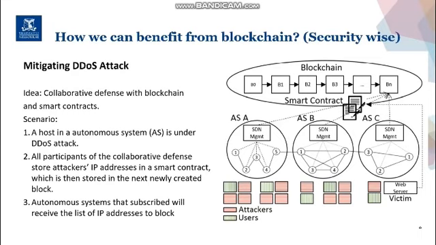The participants of the defense will then store the attacker's IP address in a smart contract. These addresses will be submitted to a blockchain and stored in the next generated block, which takes around 20 seconds. All the autonomous systems that subscribe to the blockchain will receive a list of attackers' IPs to block.